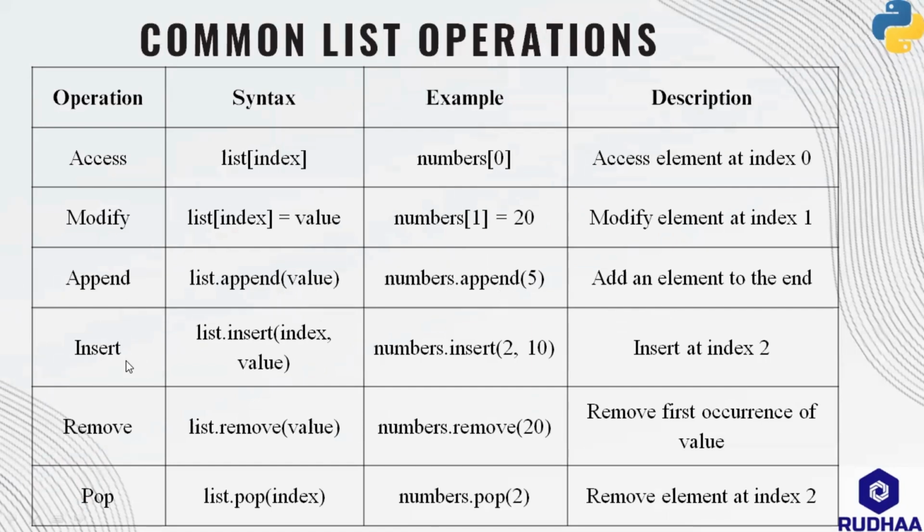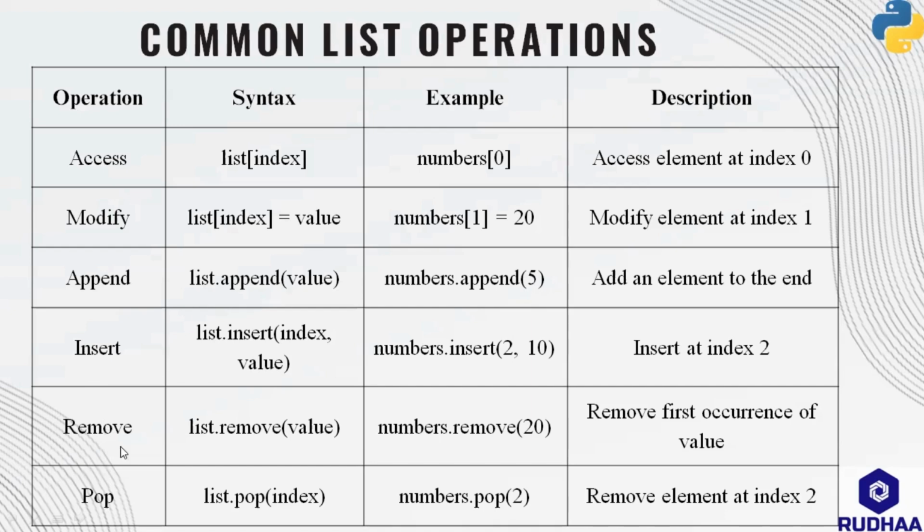Then inserting. The difference between appending and inserting is that append will by default add the element to the end of the list, whereas the insert operation will add the element at the particular index that we specify. You can insert any element at any position using the insert command, and with the append command you can add the element at the end. The syntax for insert is list dot insert index comma value. So numbers dot insert 2 comma 10 means 10 will be inserted at index 2, that is, as the third element. That is the insert operation.